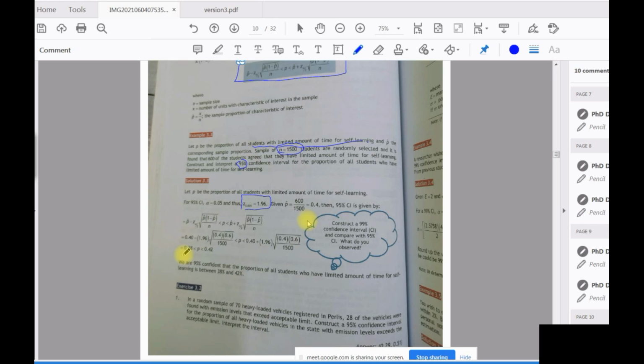Okay, how about if we construct the 99% confidence interval? So the only change is we just replace the alpha value and the z alpha value. Okay, so it becomes 0.01.